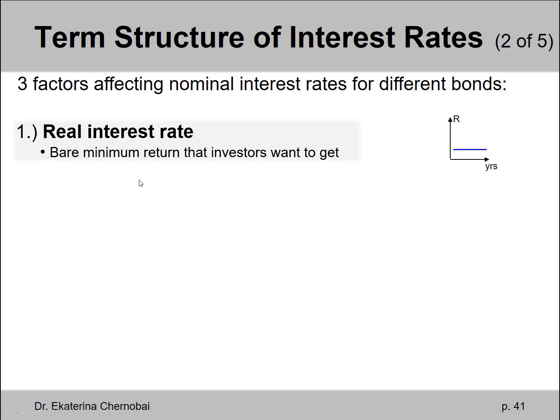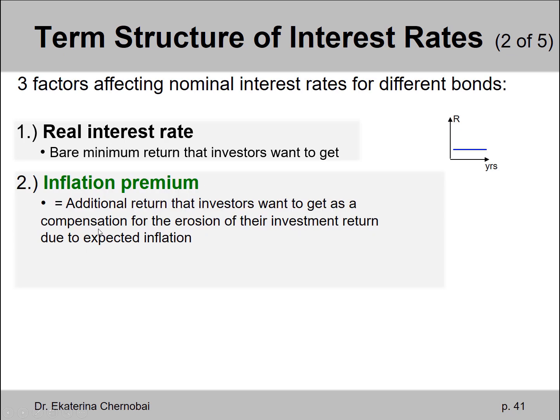So they want to be able to buy more stuff with their money. So the real interest rate captures that adjustment to any possible inflation in the future. So regardless of how long the time to maturity on the bond is, whether it's only 1 year or 10 years or 30 years, we want some bare minimum. So you can imagine this, flat line with the years to maturity on the bond on the horizontal axis and the nominal interest rate on the bond on the vertical axis.